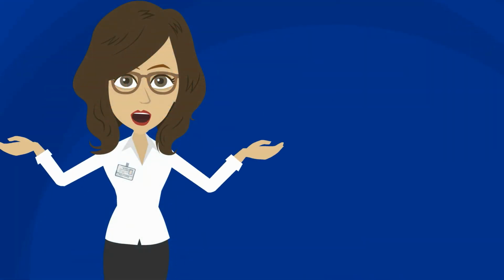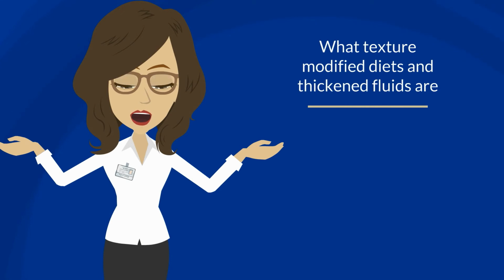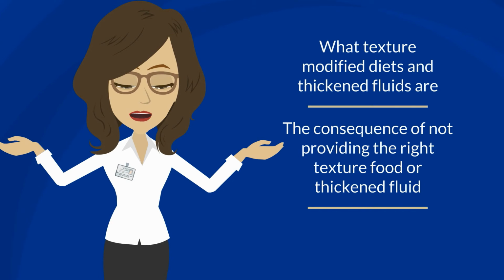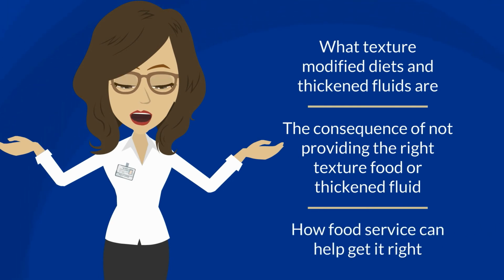That's it. Let's recap what we've covered. We've talked about what texture-modified diets and thickened fluids are, and we've looked at the consequences of not providing the right textured food or thickened fluid. And we've looked at how food services can help get it right.